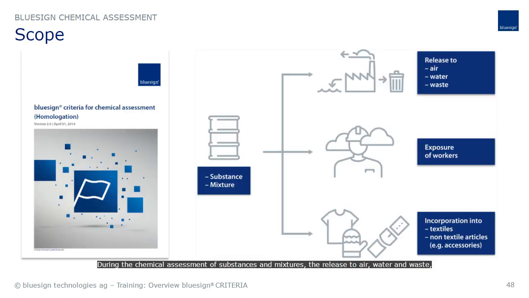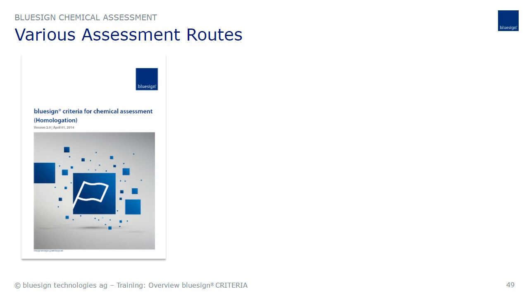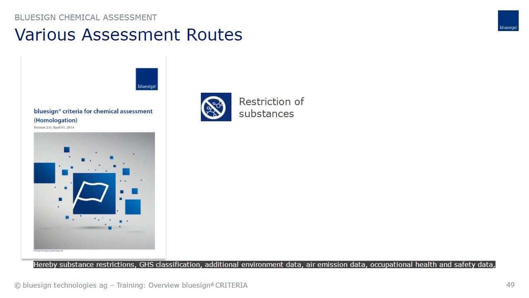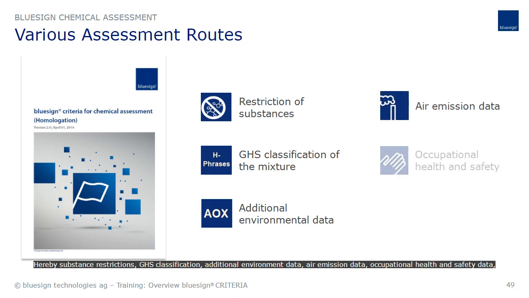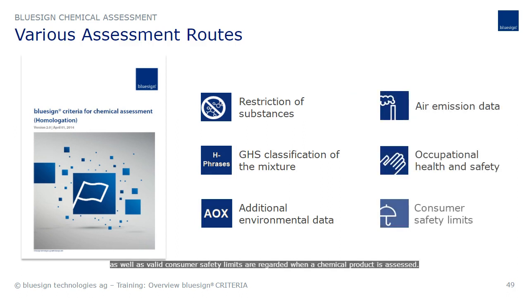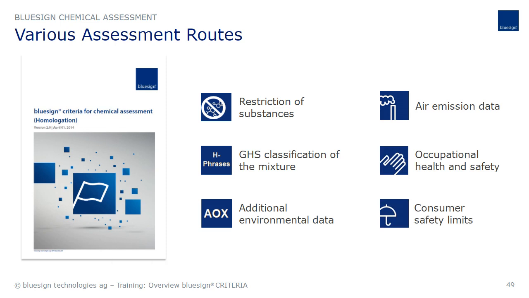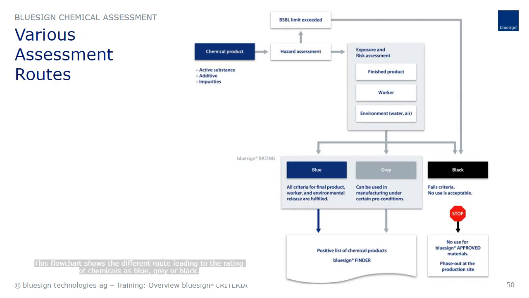During the chemical assessment of substances and mixtures, the release to air, water, and waste, as well as the exposure of workers and the incorporation of critical substances into the final product are regarded. Hereby substance restrictions, GHS classification, additional environmental data, air emission data, occupational health and safety data, as well as valid consumer safety limits are regarded when a chemical product is assessed. This flowchart shows the different routes leading to the rating of chemicals as blue, gray or black.